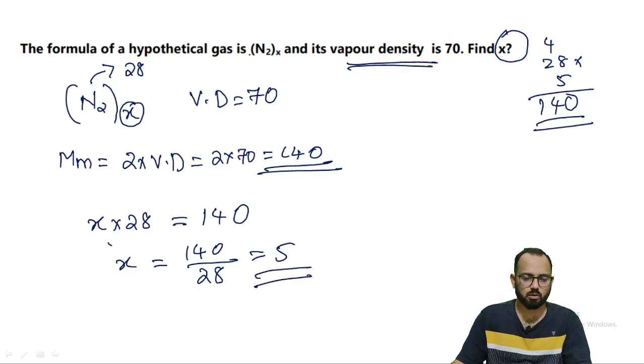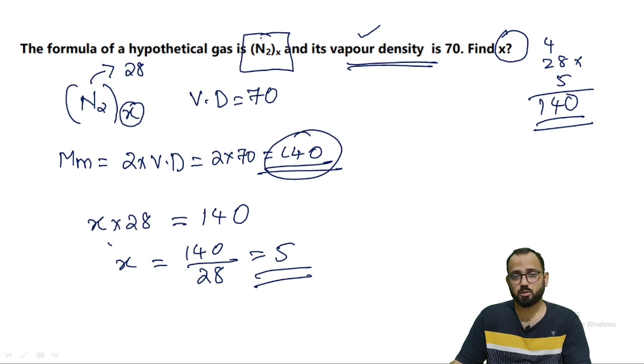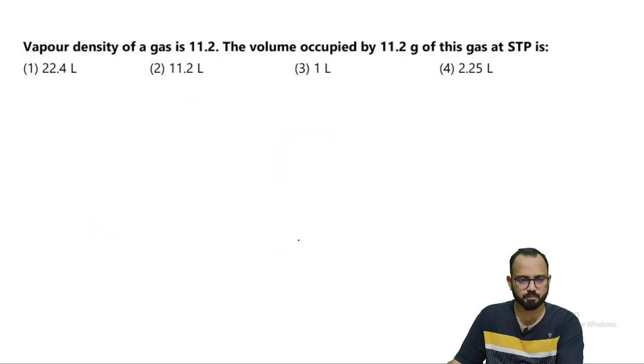So X you got. If they have given the vapor density, convert that into molecular mass, then you substitute here, because for N2 you already know the mass is 28. X is what you don't know. So X into mass of N2, and you will be getting the answer. Okay, clear? X is equal to 5.